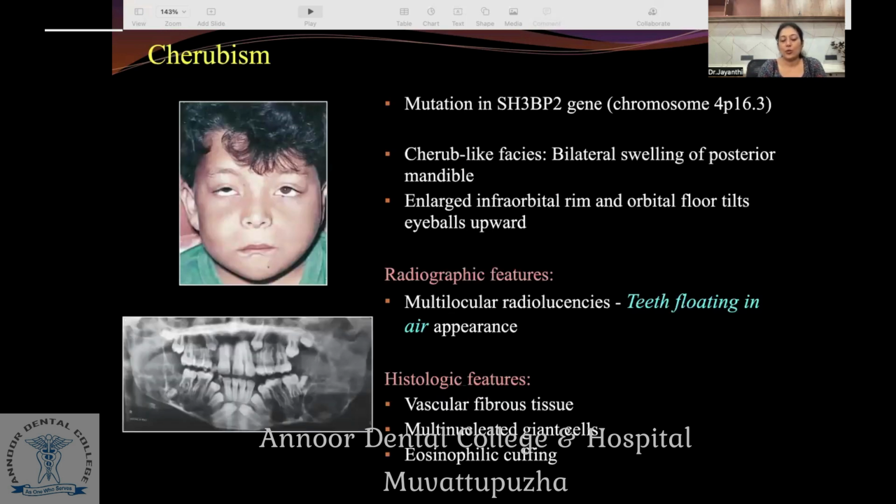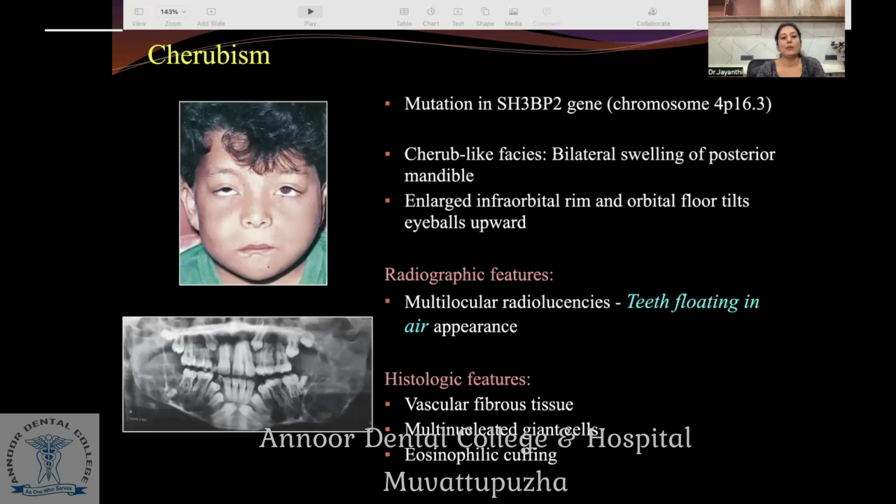The next one is cherubism. Cherubism is, from an exam point of view, a very frequently repeated question. The word cherub itself means a child with chubby cheeks. In old Renaissance paintings, there is a lot of depiction of small children. Typically, all these children have a round, small face with chubby cheeks. They are called cherubs.